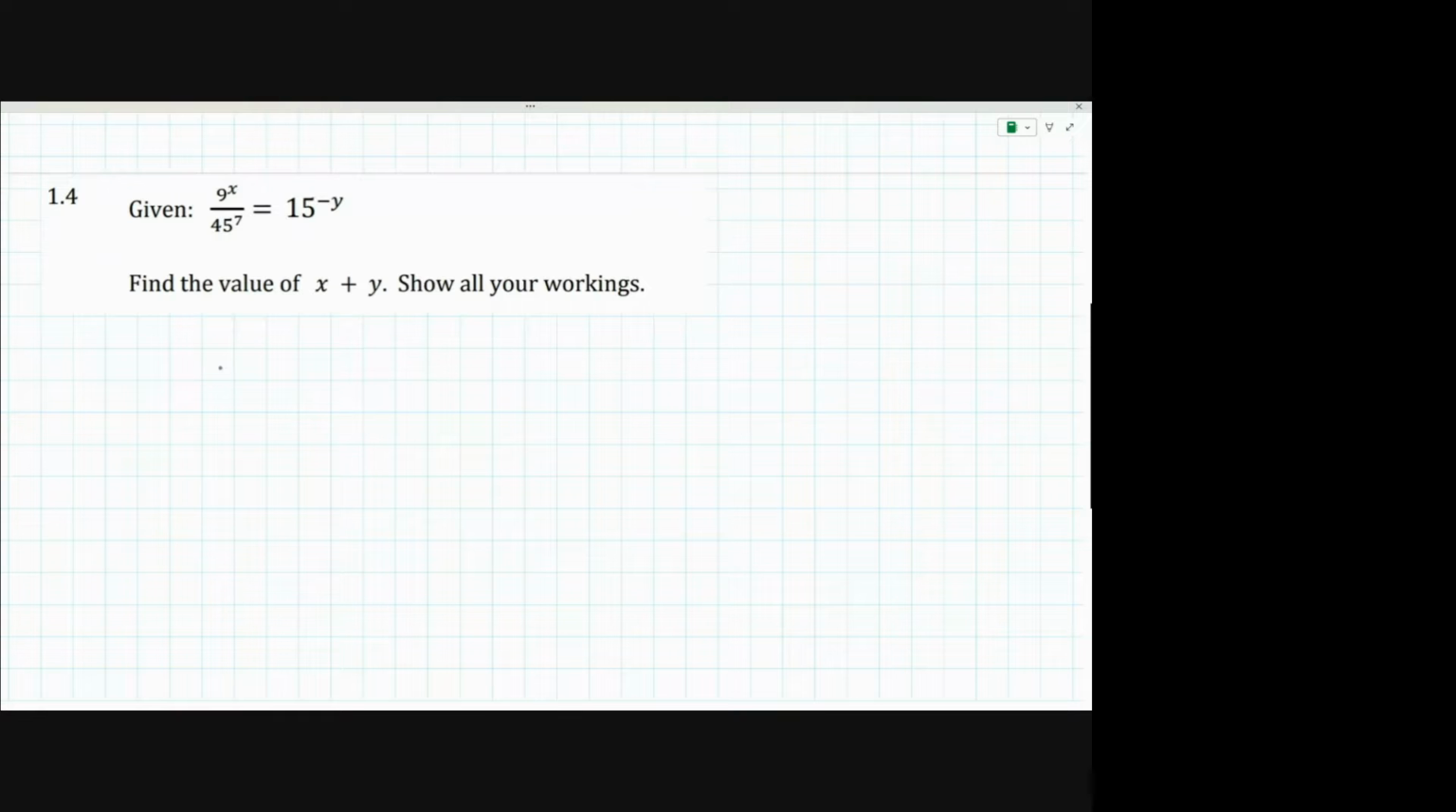So convert things to prime bases. So this would be 3 to the power 2x. 45 is 3 squared times 5, so 9 times 5, obviously, to the power 7 equals 15 to the negative y.